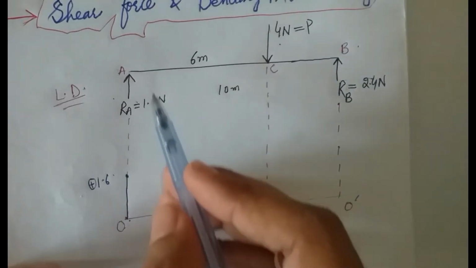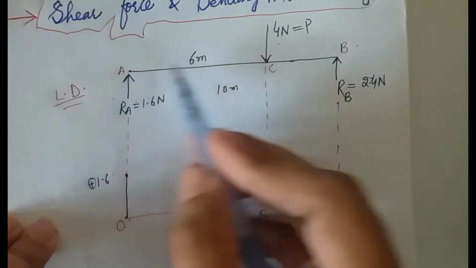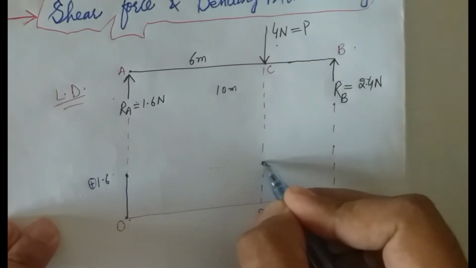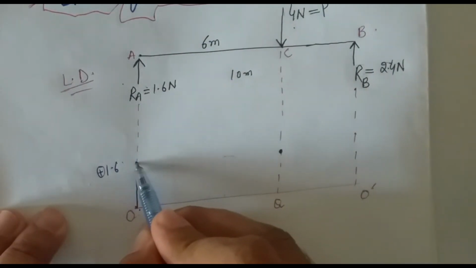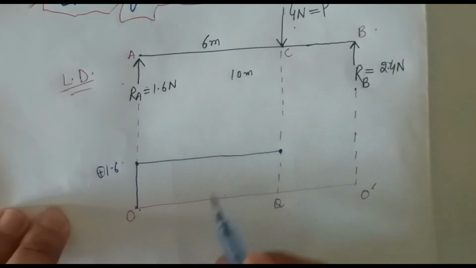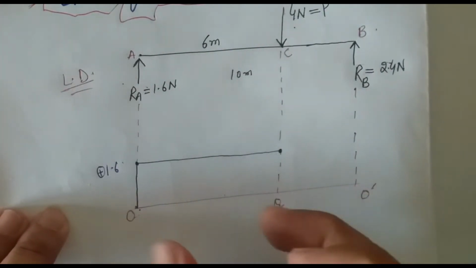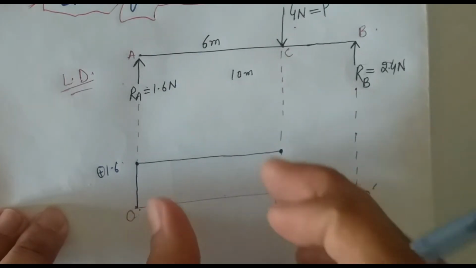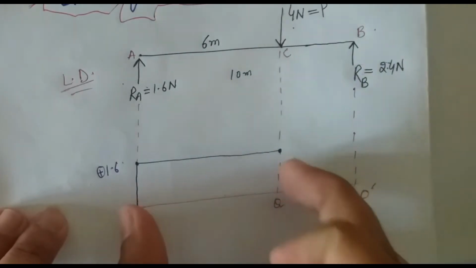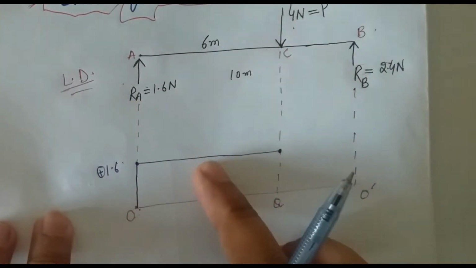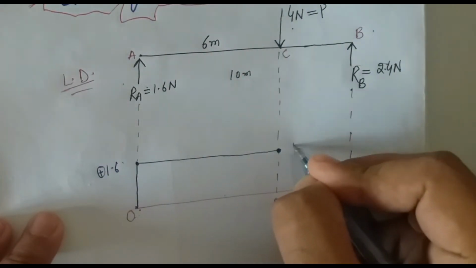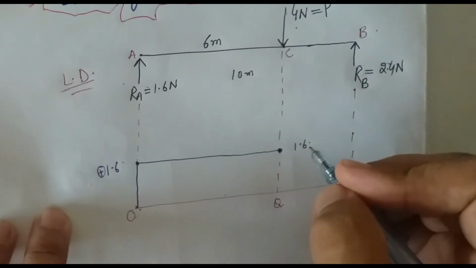Now we see that there is no load between point A and point C in the load diagram. So we join these two points, and it gives us a straight line which is parallel to the reference line. It means that when we draw a line parallel to the reference line in the shear force diagram, there is no load between these two points. Here the value at this point is also 1.6 and it is a positive value.